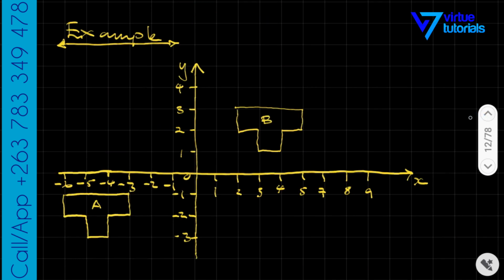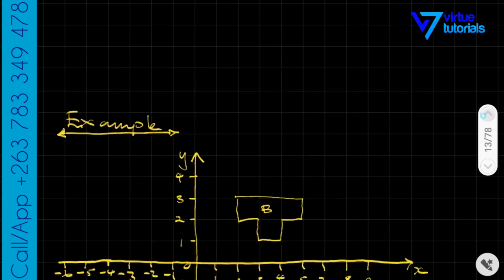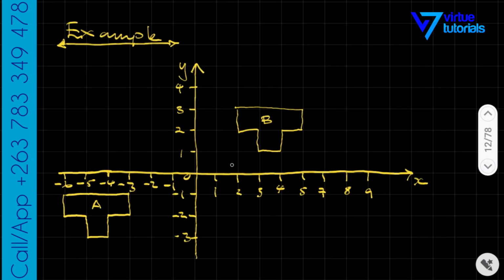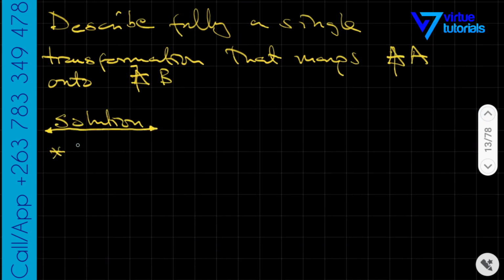Okay, so here's another one, right? Describe fully a single transformation that maps triangle. Was this a triangle? This wasn't a triangle. So this was shape A onto shape B. So this wasn't particularly a triangle, right? Just cross that out. So shape A onto shape B. Now, what do we know? Shape A and shape B are the exact same size, exact same appearance. Only difference is the positioning. So this is definitely a translation.